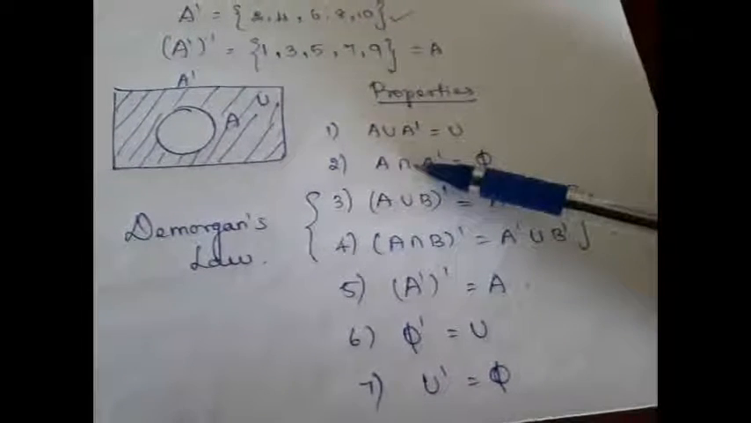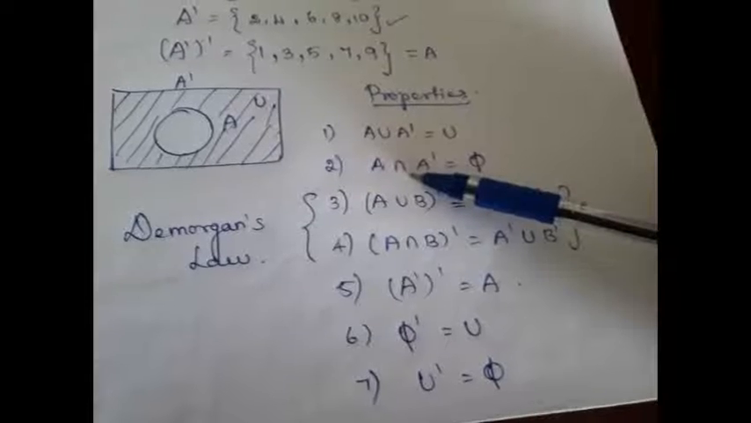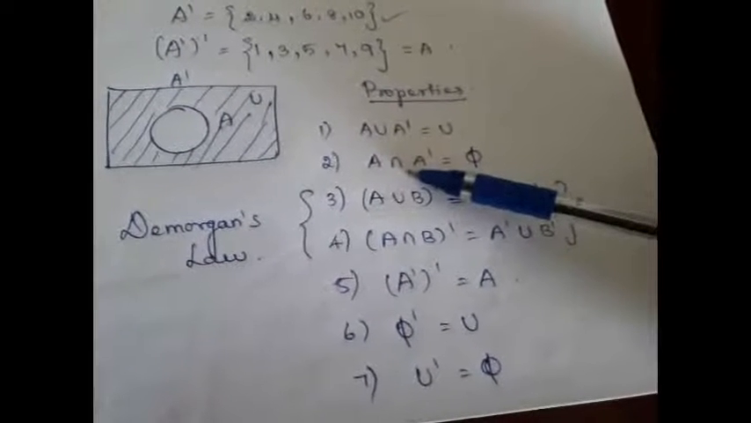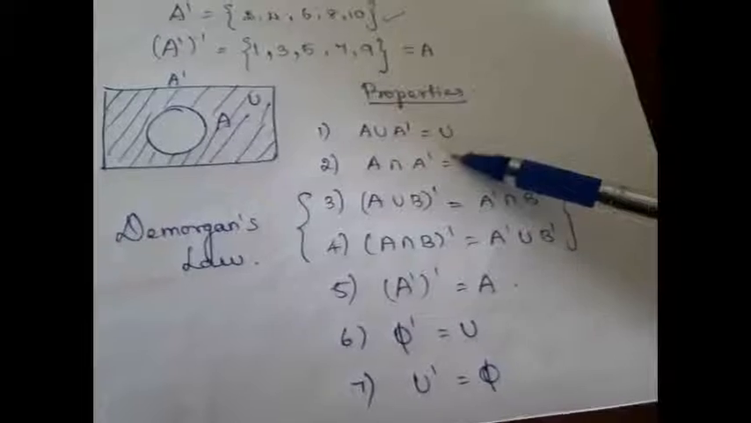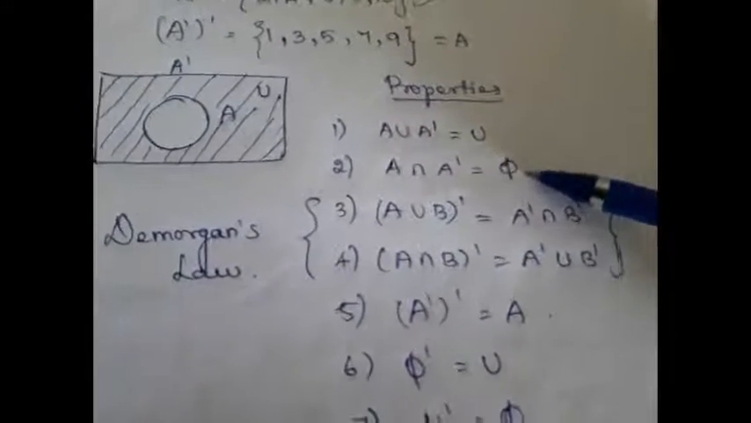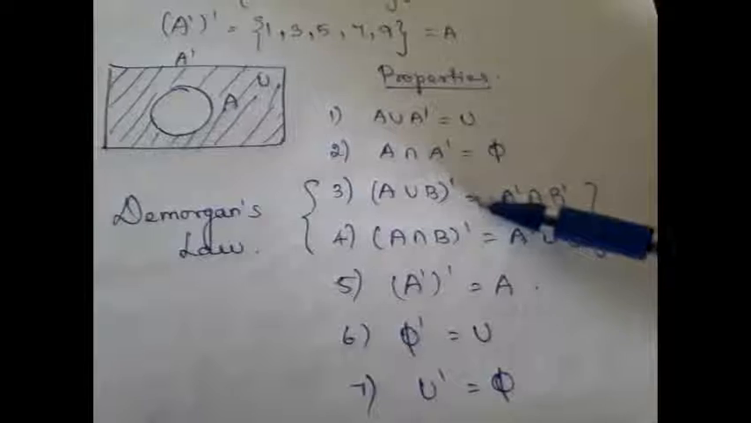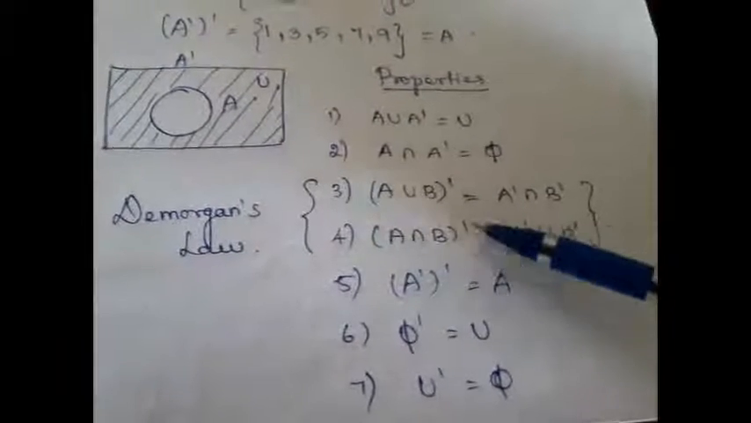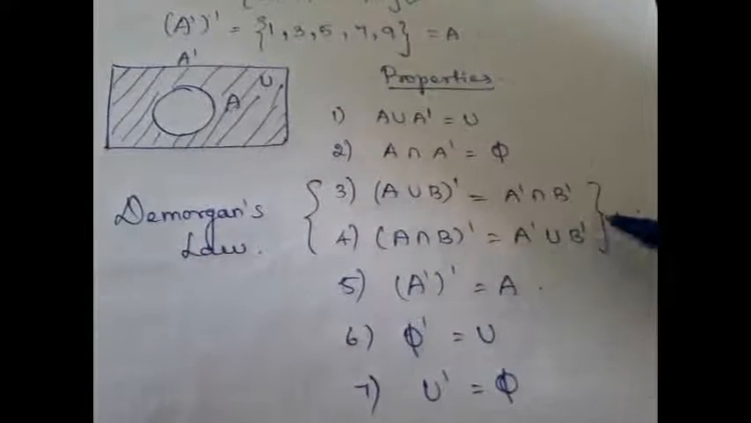On the other hand, if you find the intersection, there won't be any element in common, because we are not going to write any of the elements which are there in set A in its complement. So when you find the intersection, it will be the null set. Then A union B the whole dash is nothing but A dash intersection B dash, and A intersection B the whole dash is nothing but A dash union B dash.